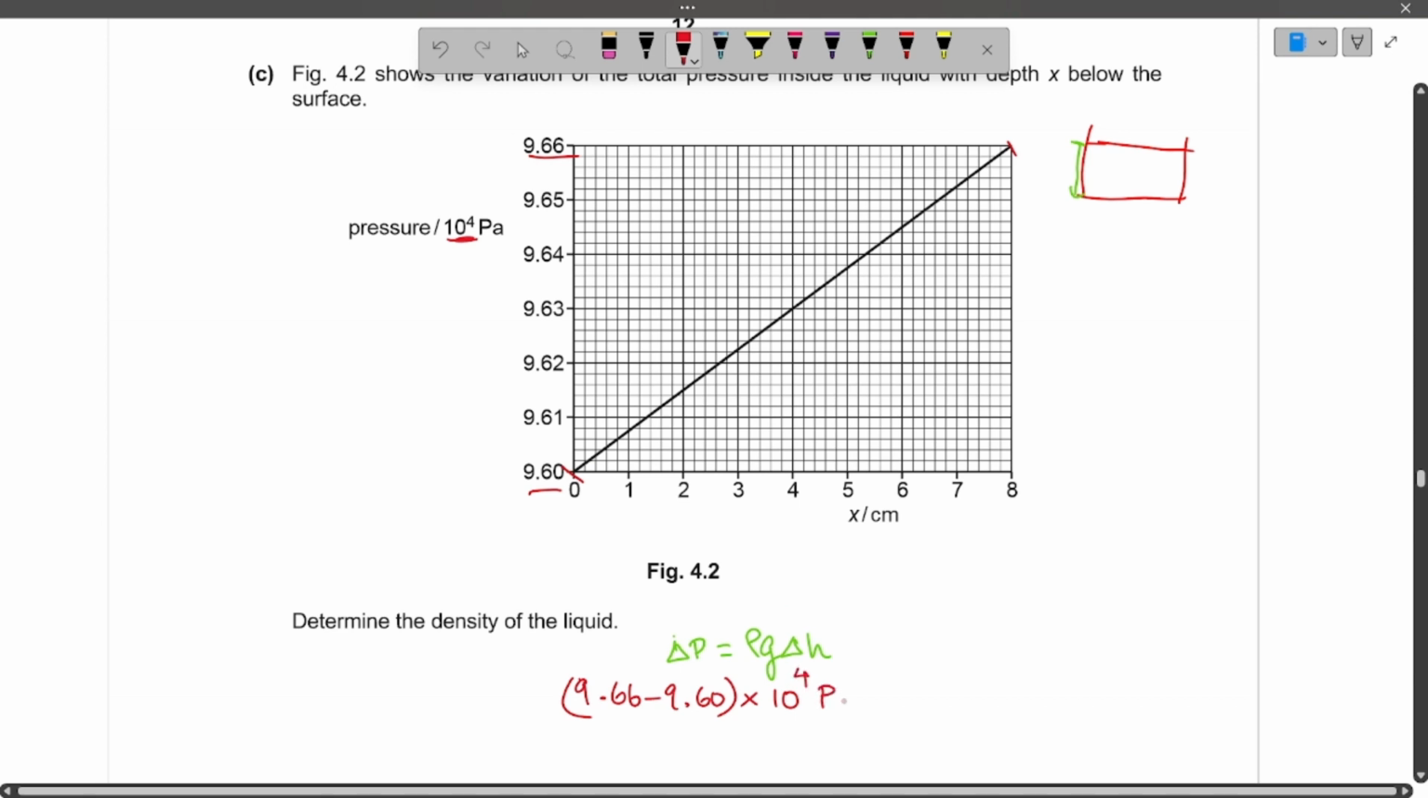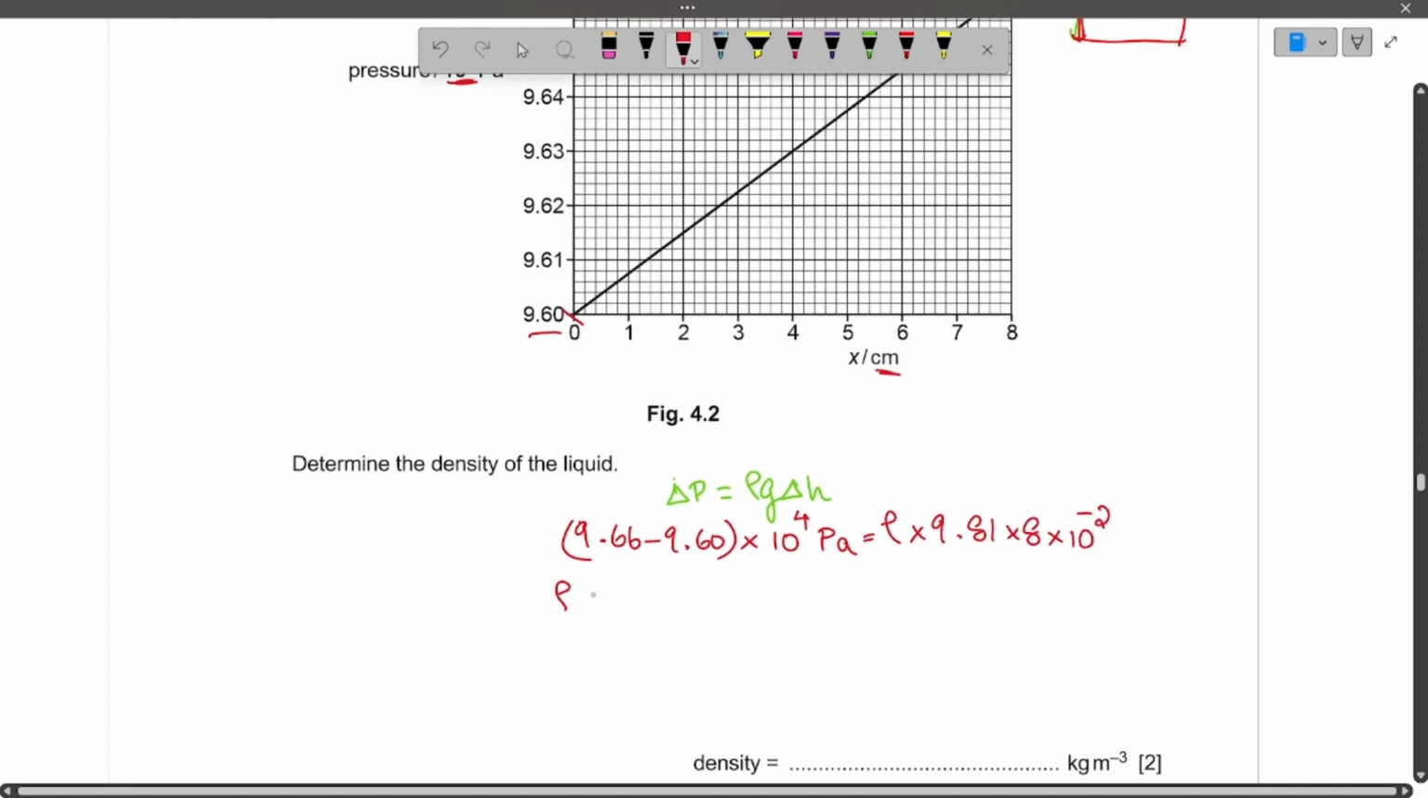Okay, this is the pressure change. That is equal to rho, which you need to find out, multiplied by the g value, which is 9.81, multiplied by the height difference. So it is going deeper from the surface to the bottom. So what is the height difference? It is 8 centimeter, so you need to convert into meter. So it will be 8 multiplied by 10 to the power minus 2.